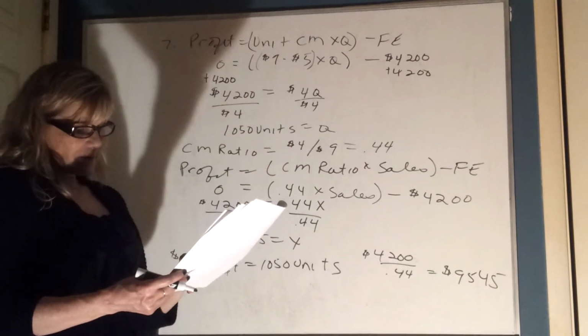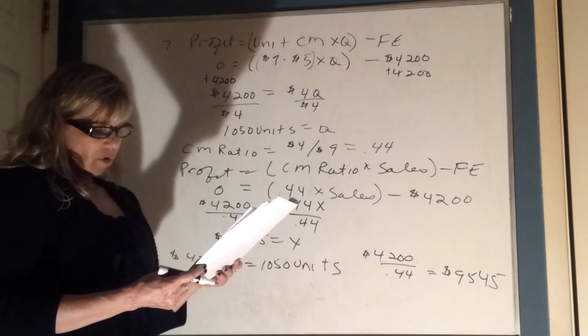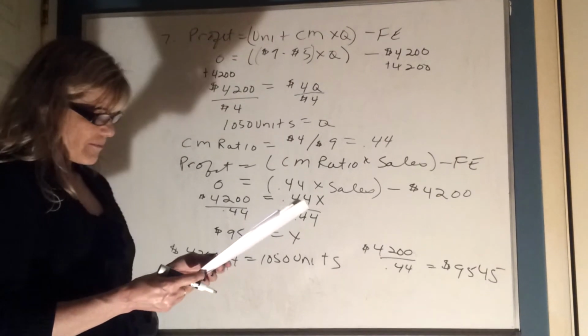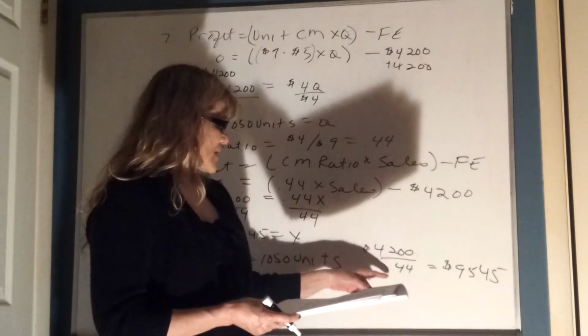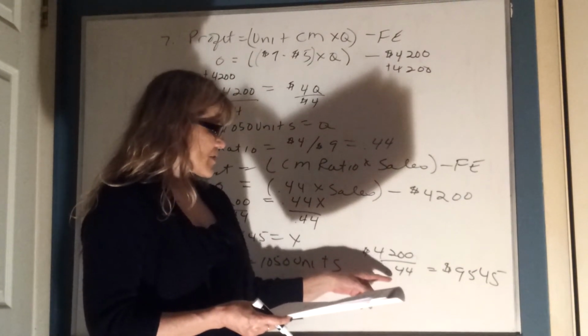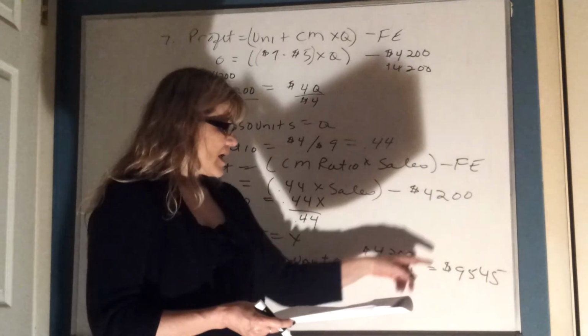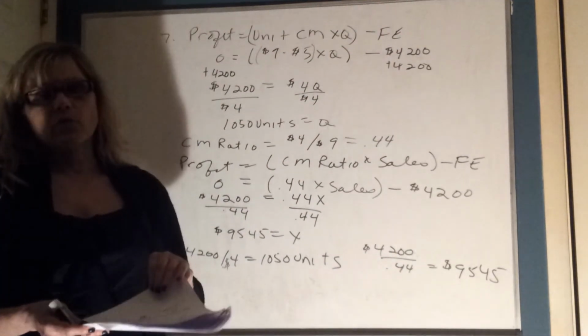Last question for problem 7. Compute the break-even point in sales dollars using the formula method and the contribution margin ratio. 4,200 fixed expenses divided by our contribution margin ratio of 0.44 equals 95.45.